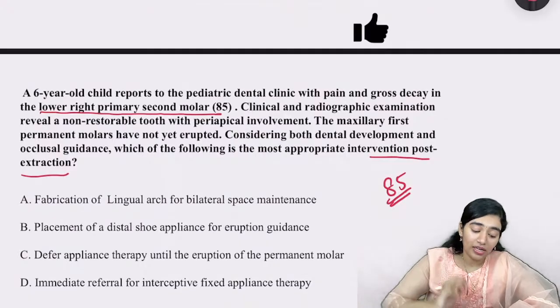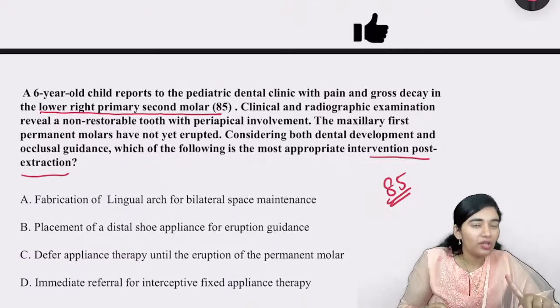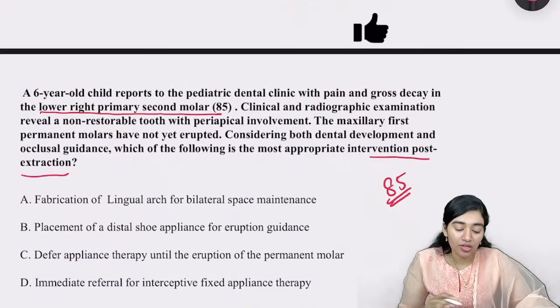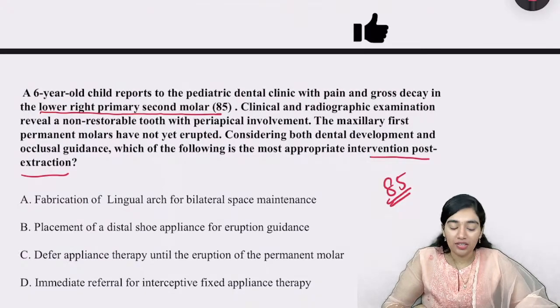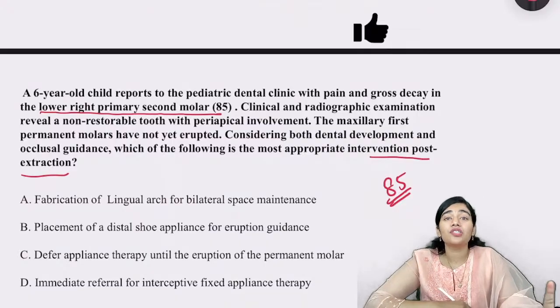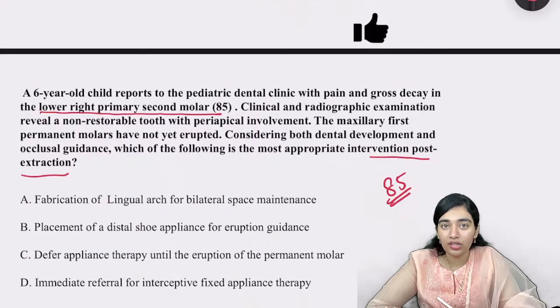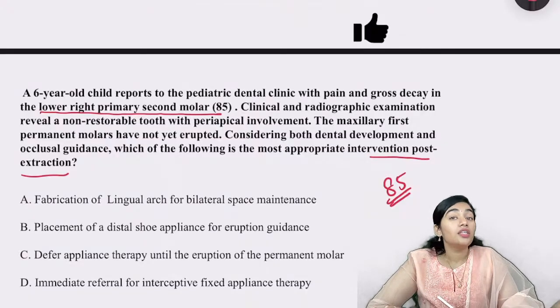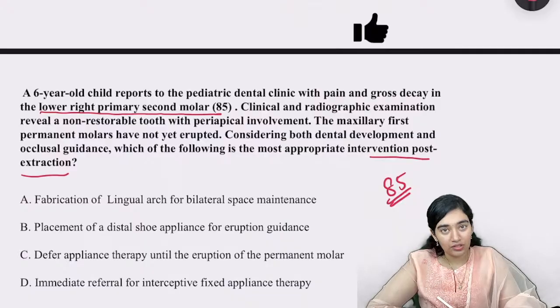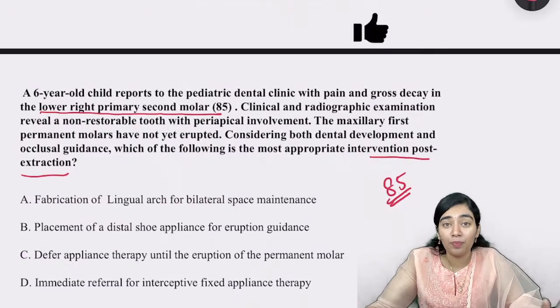So 6-year-old, I'll decode it for you. 6-year-old here, and it is in the mandible. Only one tooth is lost, that is our 8.5, and then we are extracting it. So that is lost, and our first permanent molar, which is supposed to erupt at the age of 6 to 7 years, has not erupted yet. Okay, radiographically we confirmed it. Now what appliance could be given so that we'll maintain the space, and also it will help the first permanent molar to erupt properly in its position.